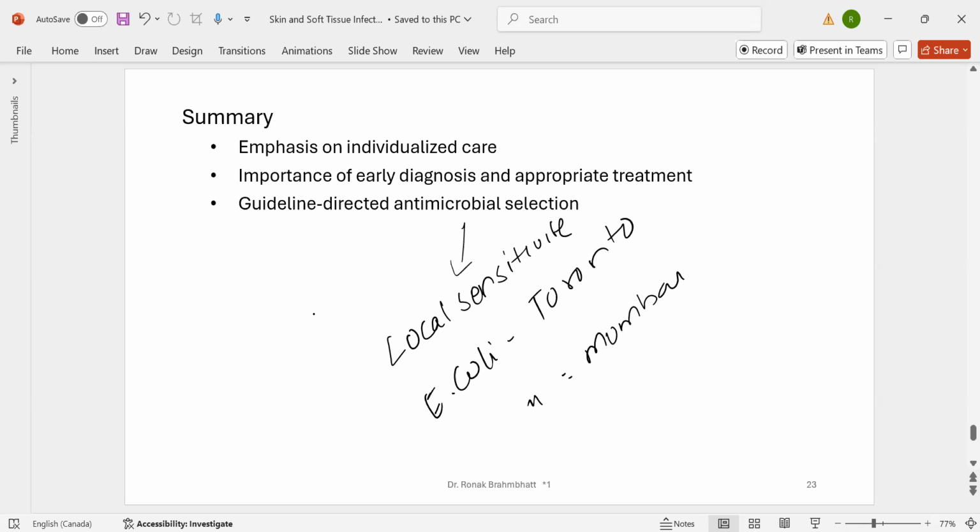Where I was working in northern British Columbia, the sensitivities of some of the bacteria were different compared to the sensitivities over here in East Toronto and stuff like that, right? So you need to know the antibiograms and those things when you're practicing. Okay, not for the exam, but when you're practicing, you need to know the local antibiogram so you know what to prescribe for what types of cases. Okay, let's pause here.